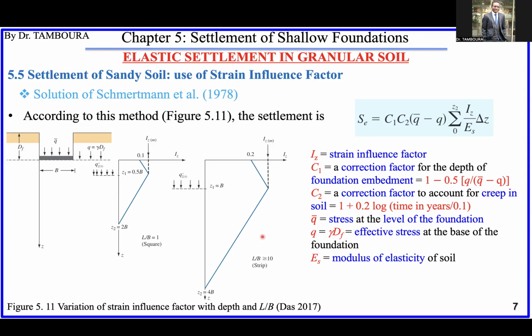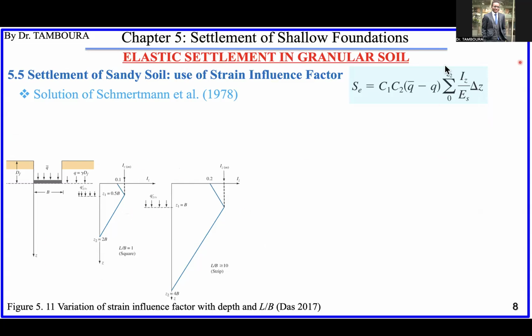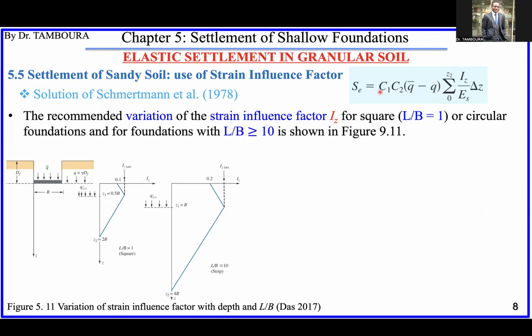So let's continue. Keep this here and keep this equation here. So the variation of the influence factor with depth for a square footing is sometimes similar to a circular foundation. And in the case of strip footing, L over B, L being the length of the foundation, B the width of the foundation, is larger than 10.